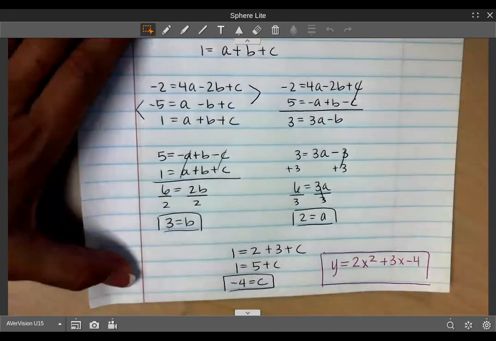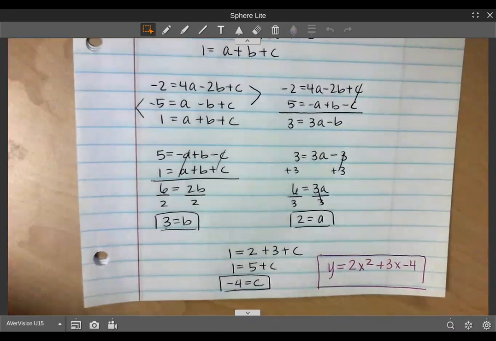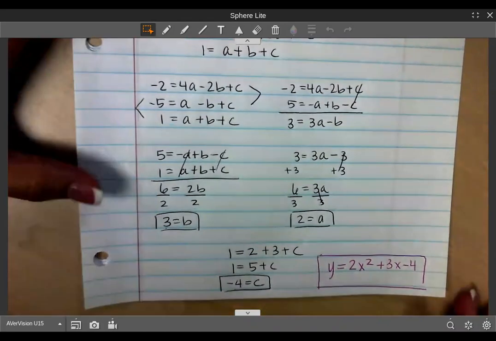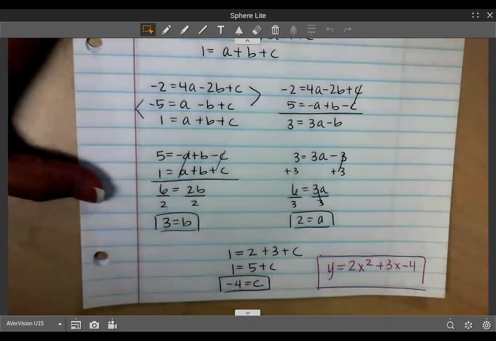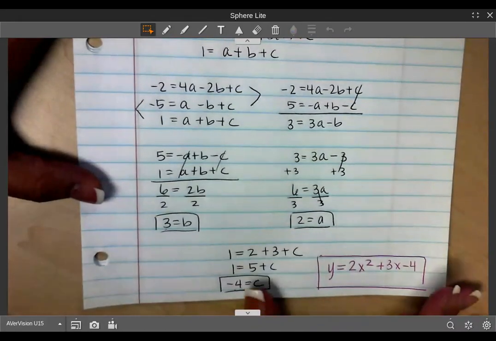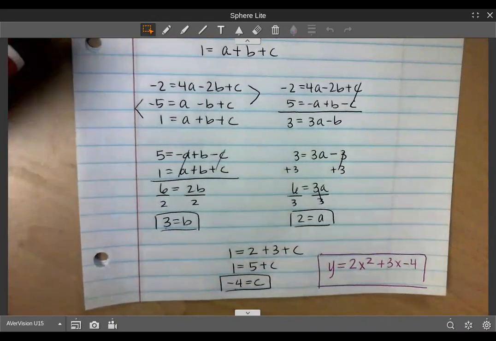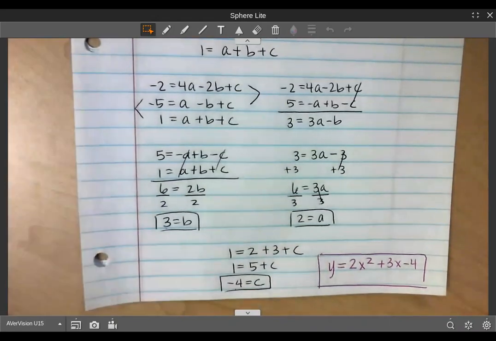That is what the calculator has done for you when you do the stat edit. It has written that equation for you by doing that quadratic regression. If you had to do it without a calculator, though, this is the way you would do it, by creating that 3-variable system and then solving.